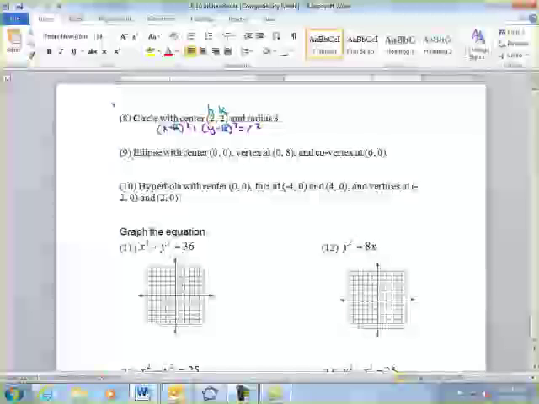And what is r? 3. So when we plug those values in their spots, we get x minus 2 squared plus y minus 2 squared equals 9. Do not square out those two groups. This is standard form, and that's how we want it left. We don't want anything distributed out. Questions on circles?